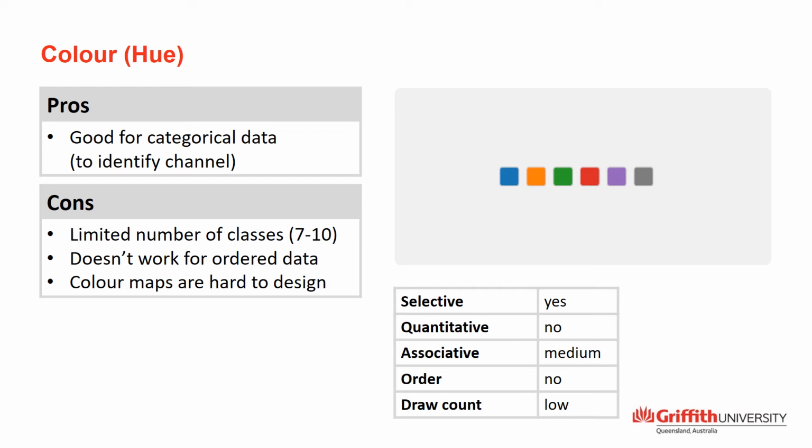Color, or hue, is a good channel for categorical data, but due to its low draw count and medium associative property, only a limited number of different classes can be distinguished by color. Since the channel does not have the order property, it is not suitable for ordinal or quantitative data. Also, some colors carry implicit meanings in different cultures, so that color maps can be difficult to design.